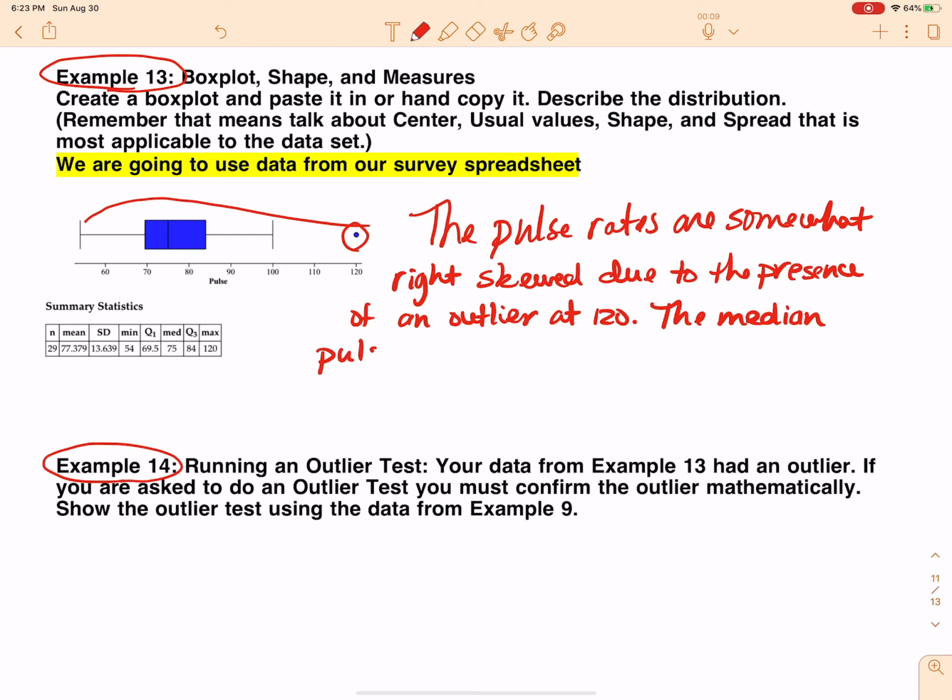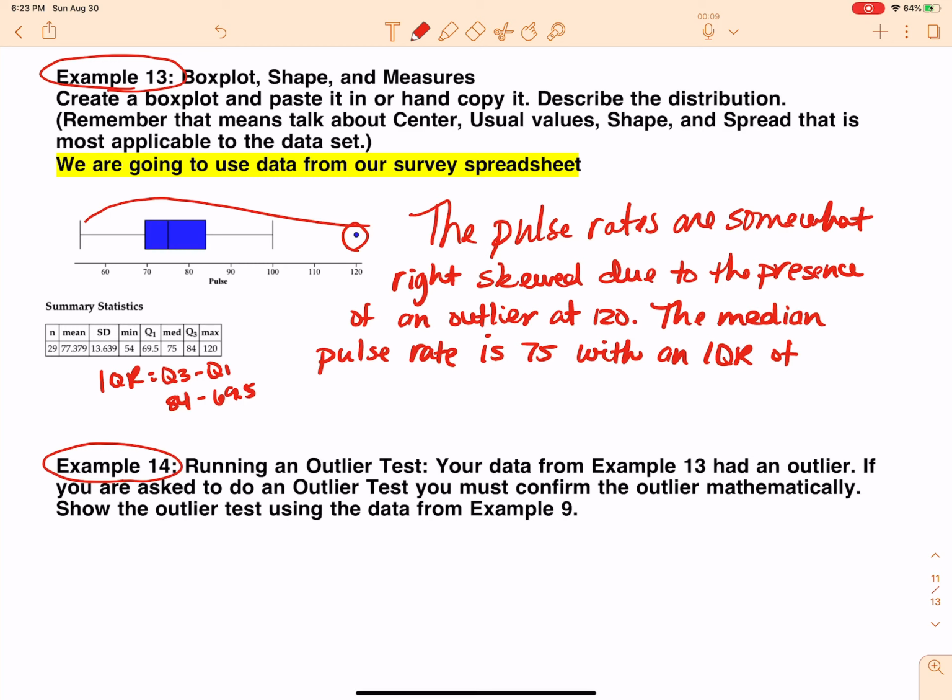pulse rate. Yes, context is important. You have to use it at least once in every single description. The median pulse rate, it's called good communication. The median pulse rate is 75 with an IQR of, we've got to find that. So the IQR, remember, is Q3 minus Q1, which is 84 minus 69.5. So that'd be 14.5. Awesome. So that is the answer to 13.